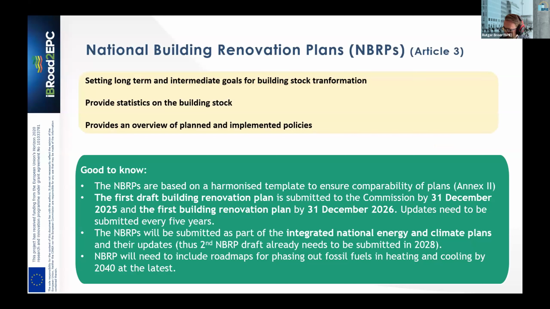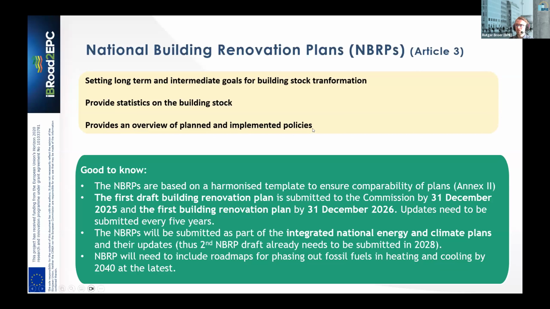Now, this in itself is interesting, but for public authorities in general, there are broader responsibilities, and the national building renovation plans are an example of such responsibility on national level. So these national building renovation plans set out long-term and intermediate goals for building stock transformation. These strategies provide statistics on the building stock, but also, and that's very important, provide an overview of planned and implemented policies to achieve the transformation.